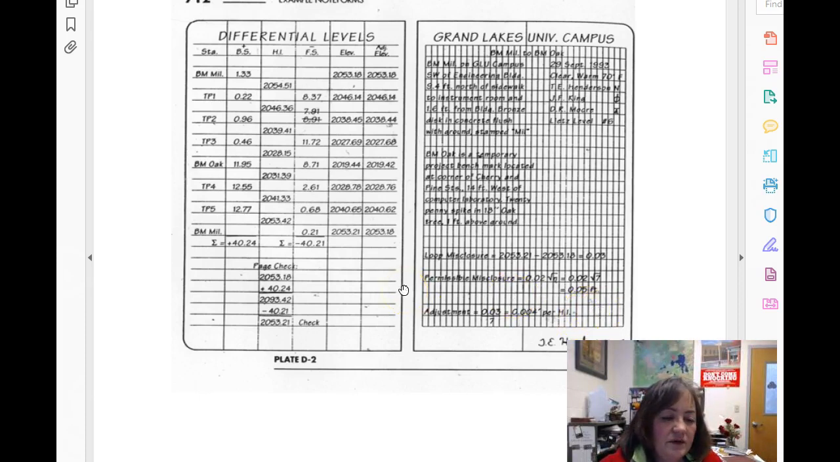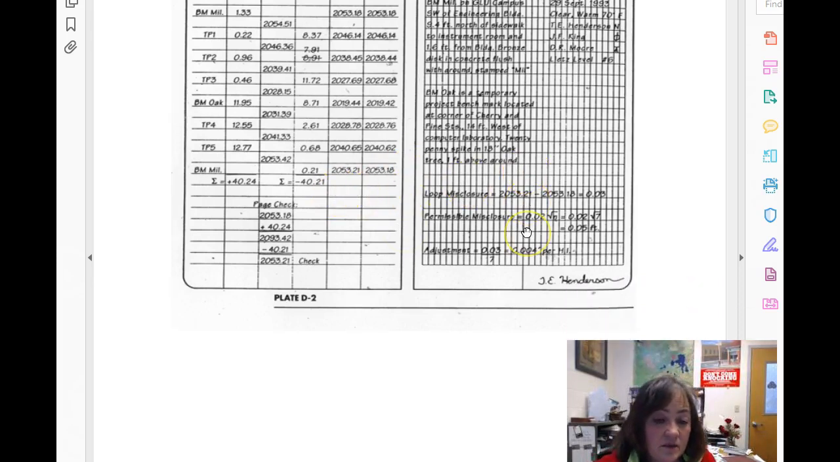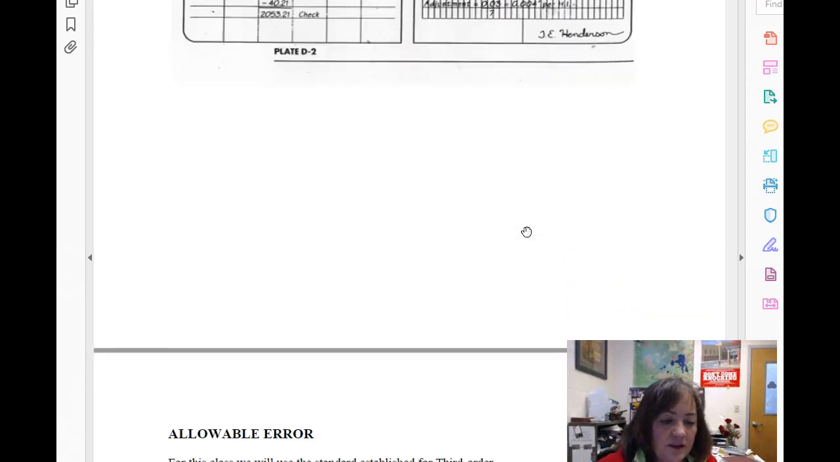And like I said, we're not going to do that. It's just too much information. It's quite easy, but what we need to do is just get elevations. We'll talk about adjusting it next week, or after spring break, actually.